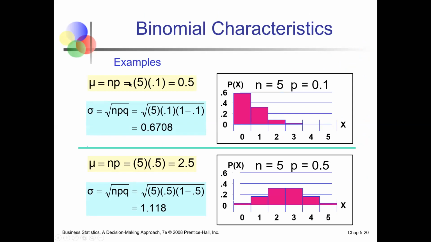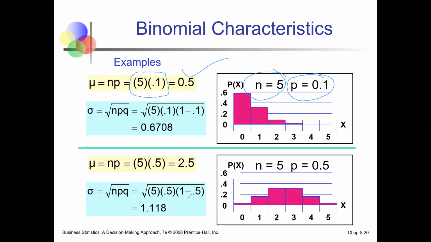If we have n is 5 and probability of success is 0.1, then you can find the mean and standard deviation. The mean is n times p. We are just multiplying p and n. You can see that the probability is 0.1 and n is equal to 5. So just multiplying n and p, we get 0.5.